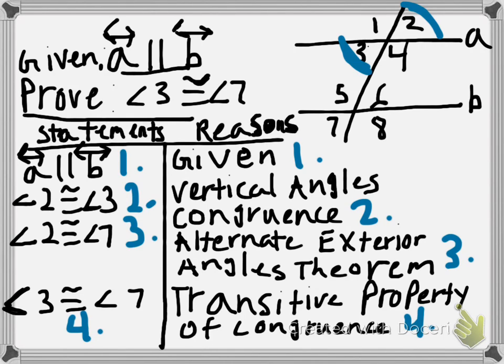Okay, so our first step is that we write what's given. What's given is that line A is parallel to line B, right? So we just write that word for word over here. Because of that, since we know that line A is parallel to line B, we can say that angle 2 is congruent to angle 3. Why, you may ask? Because they're vertical angles, due to the vertical angles congruence theorem.